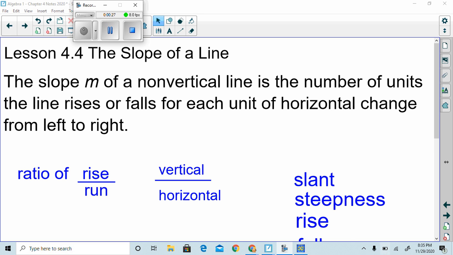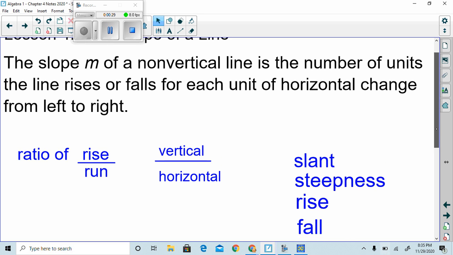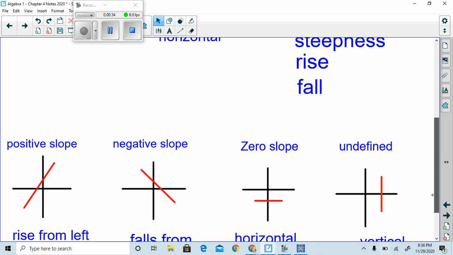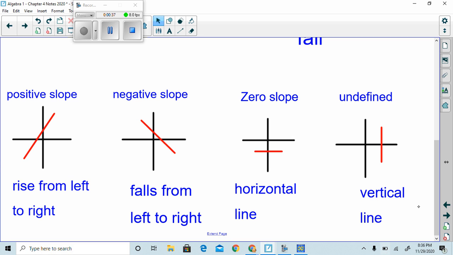When talking about slope, people will use the word slant, the steepness of the line, and the rise and the fall. When we're dealing with linear equations, there are four representations that we'll be looking at. There'll be the positive slope that rises from left to right. There'll be the negative slope that falls from left to right. When there is no slope, we call that the zero slope, and the zero slope will definitely have no incline or decline, and we remember the z in zero with the zero on a horizontal.